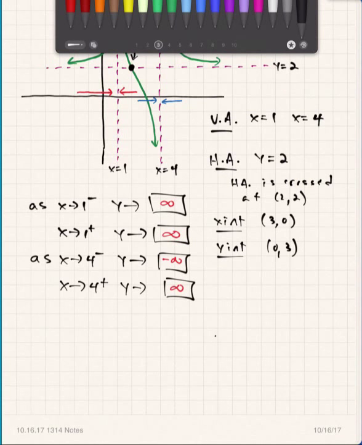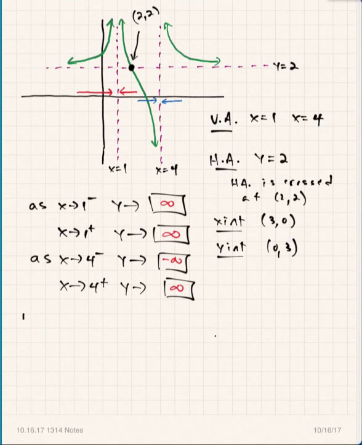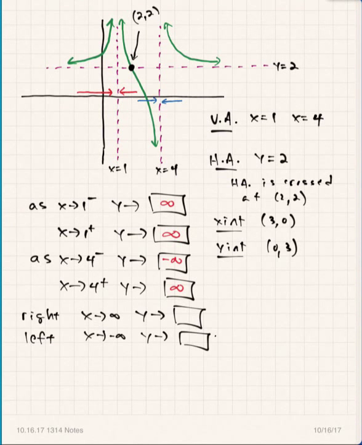Finally, if we move off to the right on our graph, in other words, as x goes to infinity, y is going to the horizontal asymptote. And as x is going to the left, as x is going to negative infinity, again y is going to the horizontal asymptote. So in both cases, that would be 2 for the horizontal asymptote.